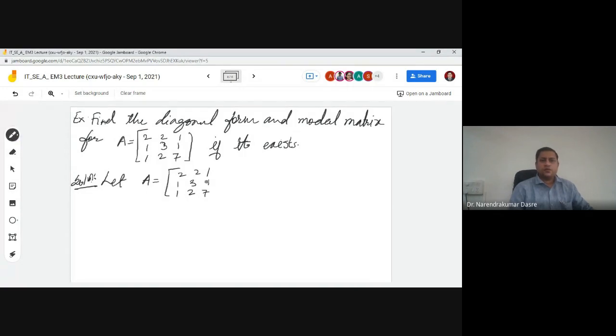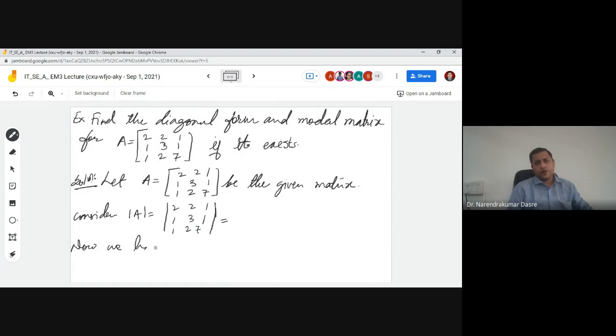So this is the given matrix. Then what we have to do first is consider the determinant of A, and calculate its value. Now the characteristic equation of A is determinant of A minus lambda I equal to 0, and hence here you have [2 minus lambda, 2, 1; 1, 3 minus lambda, 1; 1, 2, 7 minus lambda] equal to 0.